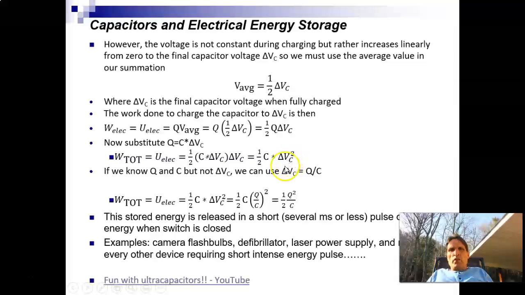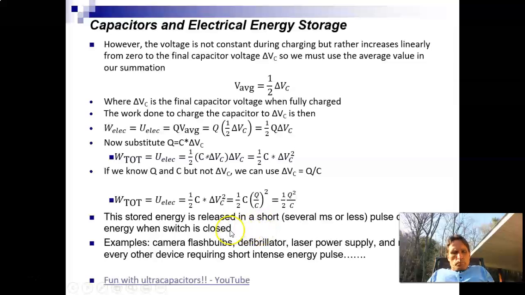Okay. And this is a more convenient formula because we know or can measure these. Now, if you know Q and C but not delta V, we can go backwards and plug in delta V as Q over C, and you get another expression. But most of the time, this is a more practical method. So the total energy that can be stored by a capacitor depends on how much voltage you can put across the plates. Square it, multiply by the capacitance.